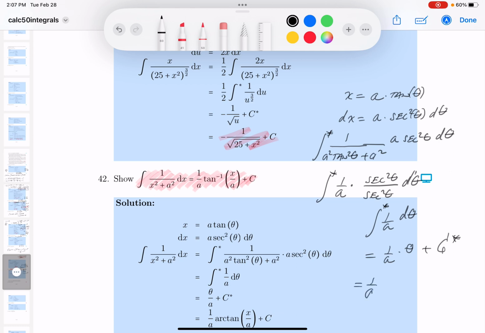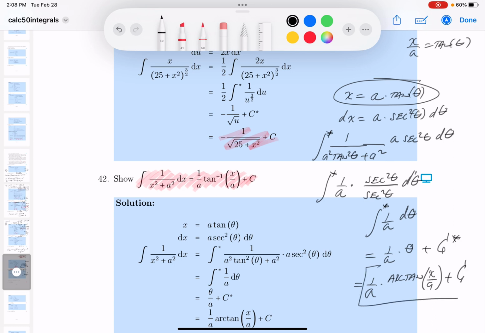1 over a. What's theta? Well, I'm looking at this over here. It's really x over a is the tangent of theta. So it's going to be the arc tangent of x over a plus some constant. We'll call it c now. Put a box on it. Did we show what they said we should show? We sure did. We got the 1 over a, we got the arc tangent of x over a, and we got the plus c. One as advertised. Thank you.